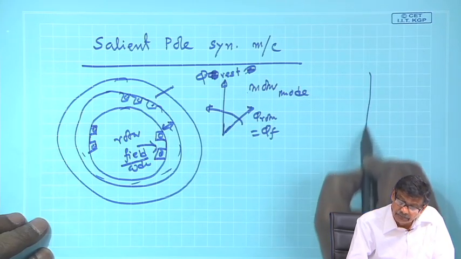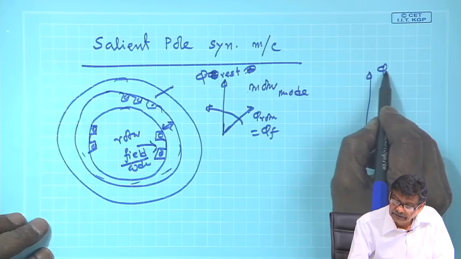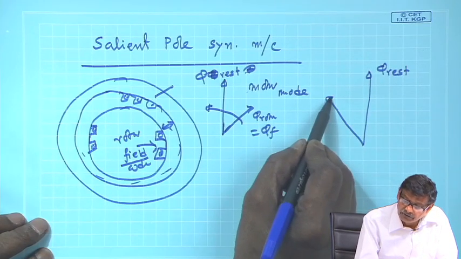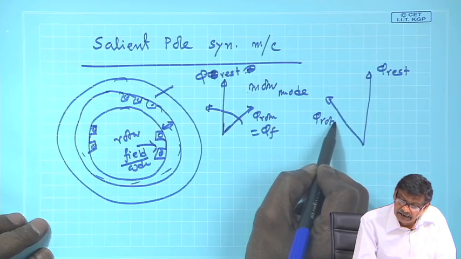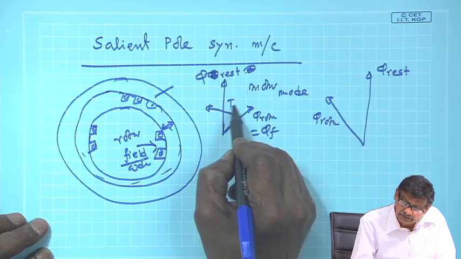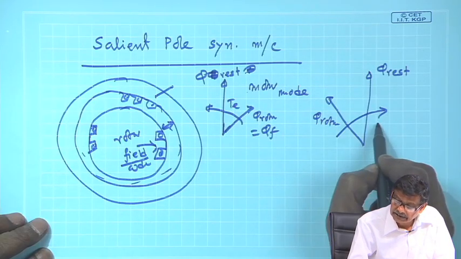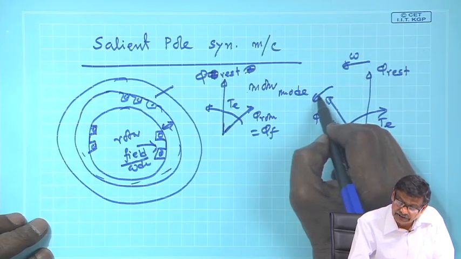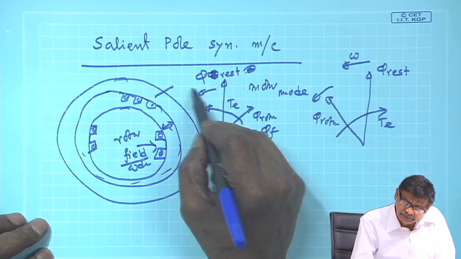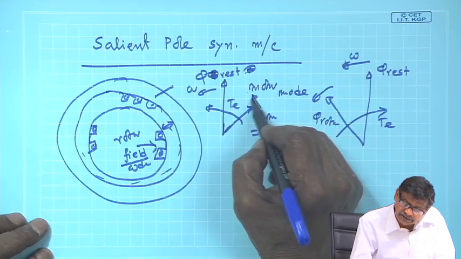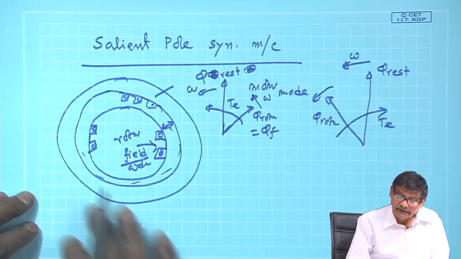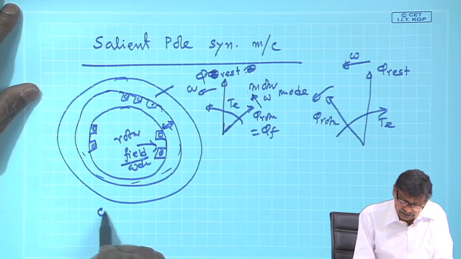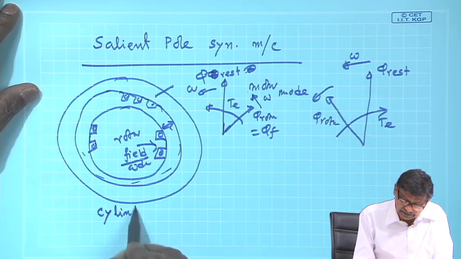And in case of generator mode operation, phi resultant and phi rotor will be like this, so that this is the electromagnetic torque here, but everything is rotating in the anticlockwise direction, this we have discussed earlier. Anyway, this is the cylindrical machine.